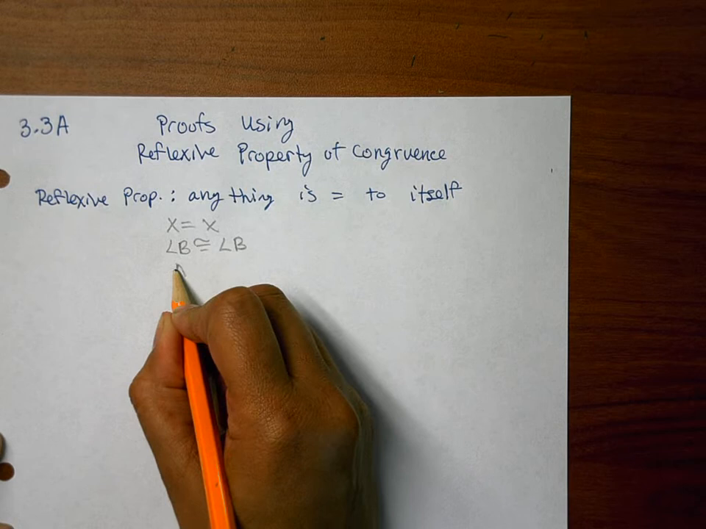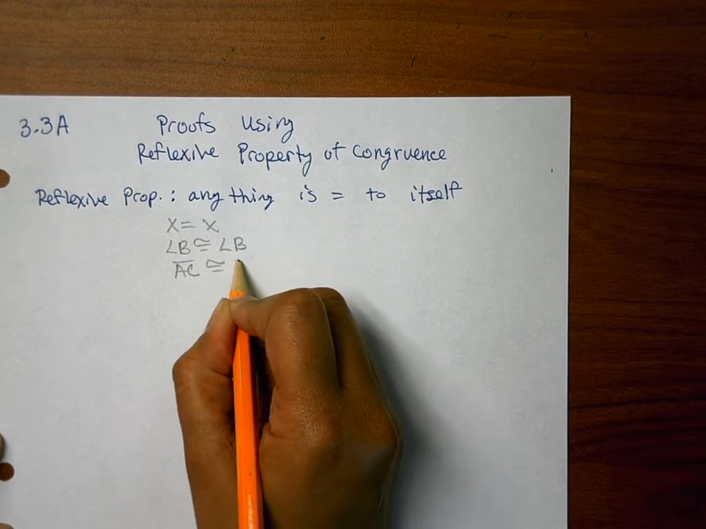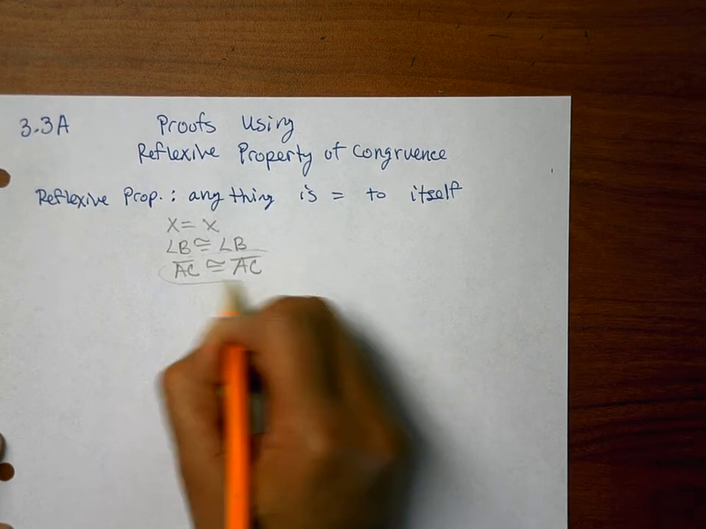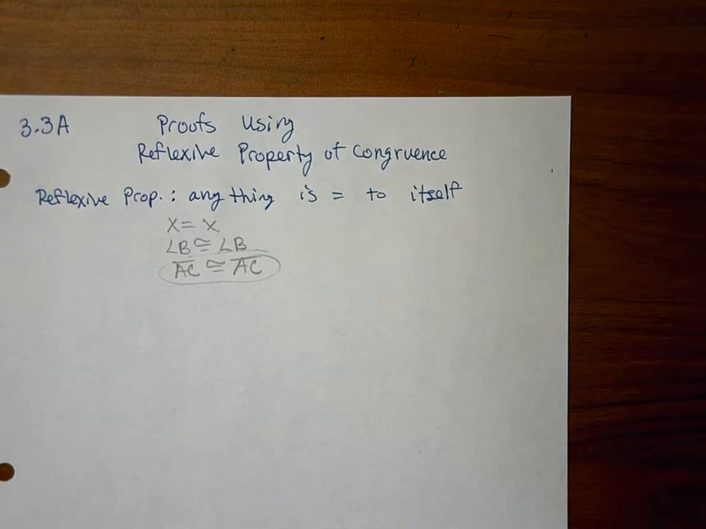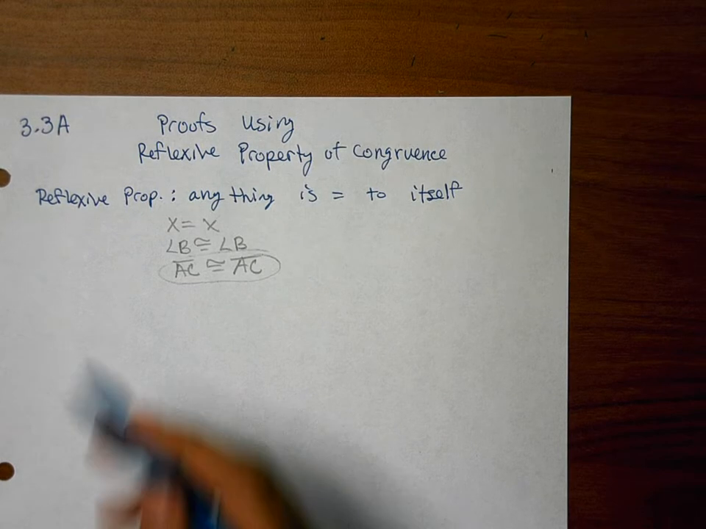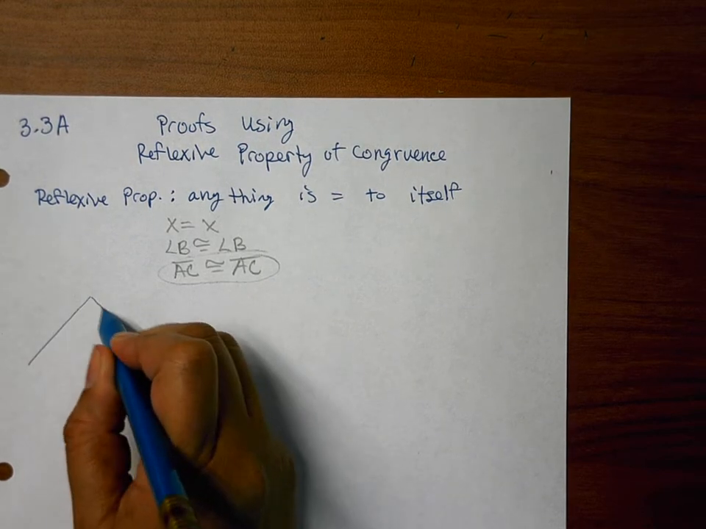Or angle B is congruent to angle B, or side AC is congruent to side AC. This is the one we're going to be using more of in this lesson for the reflexive property of congruence. The side AC is congruent to side AC. Now, it's not always going to be a side that we're dealing with, but for this particular lesson, it is going to be.